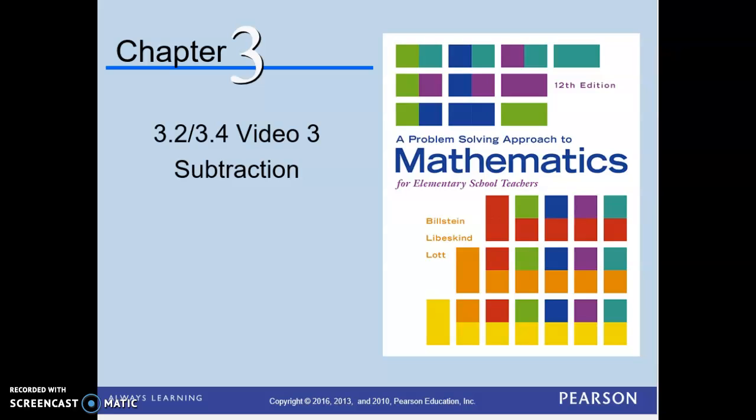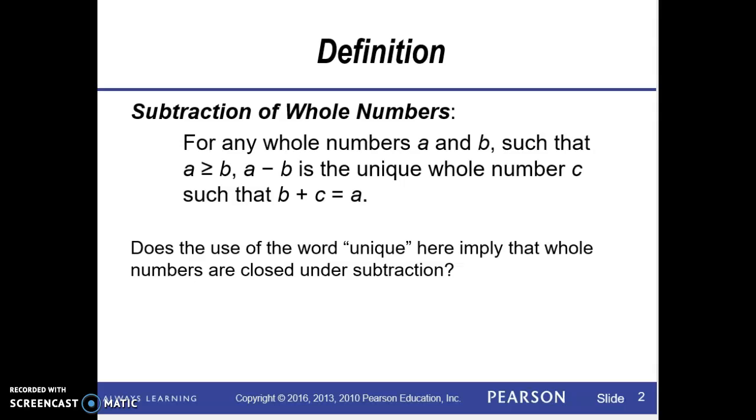All right, in this video, we are going to complete our work for tonight on sections 3.2 and 3.4, talking about subtraction. So let's look at the definition of subtraction. For any whole numbers a and b such that a is greater than or equal to b, that's important, a minus b is the unique whole number c, where b plus c equals a.